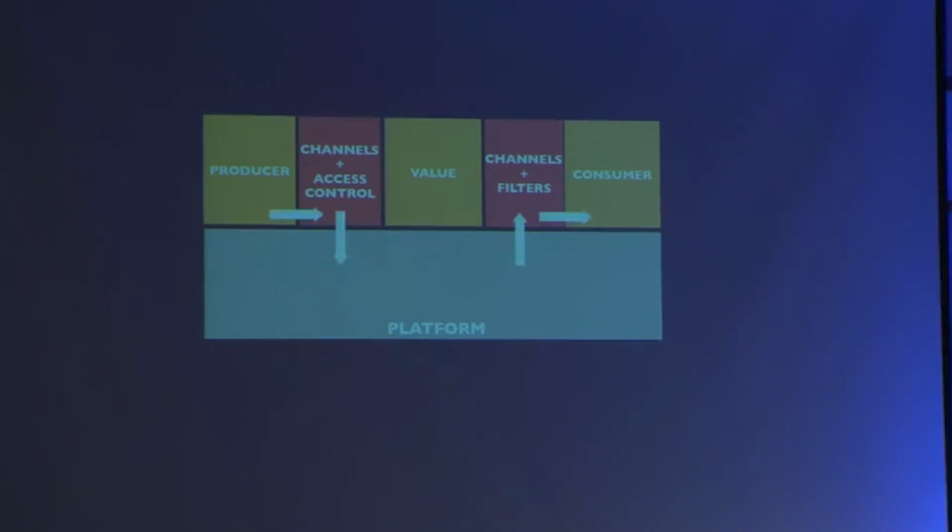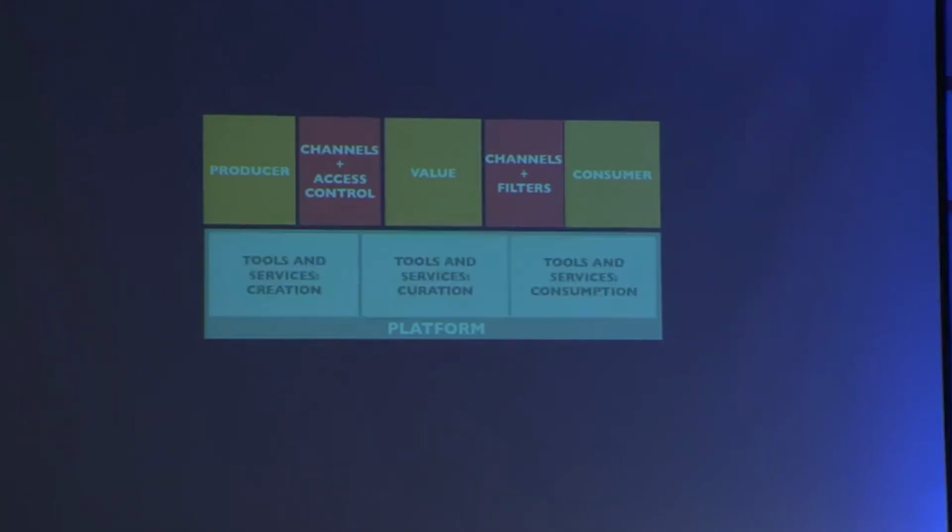Essentially, what happens on the platform is things moving from the producer into the platform through this model of access control, and then things being filtered out going to the consumer. To do this, the platform needs to do 3 things in particular. It needs to provide tools and services for creation.